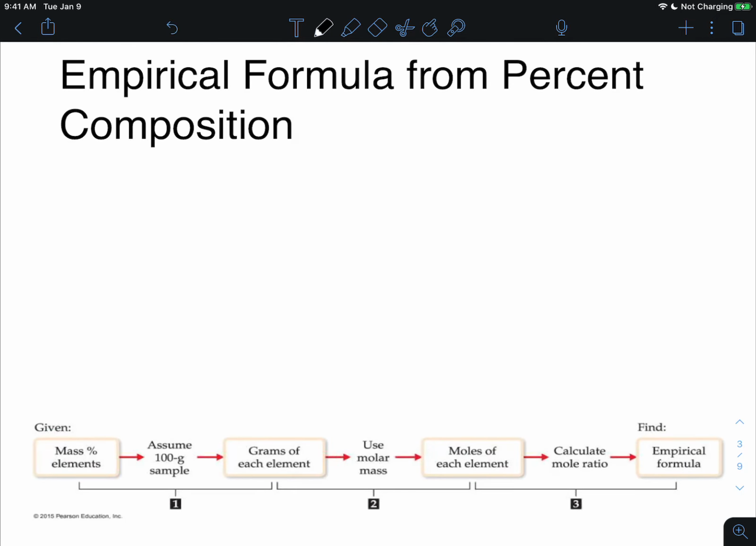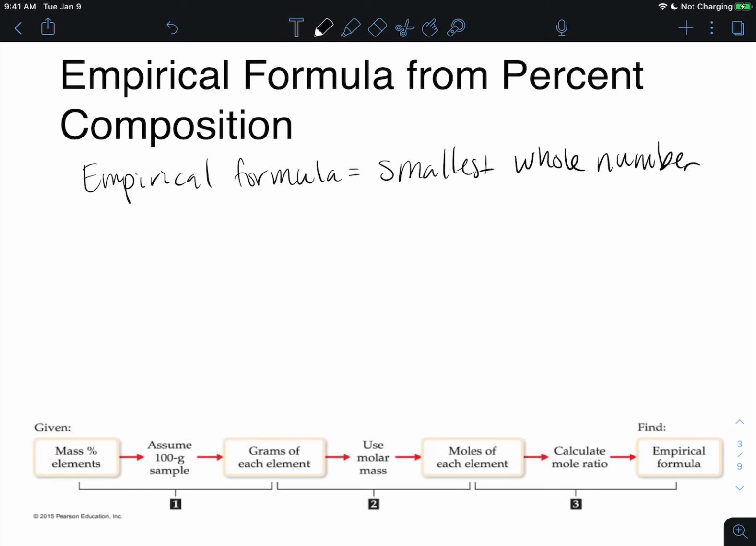So when we think about an empirical formula, it is the compound's smallest whole number ratio of atoms. So empirical formula: smallest whole number ratio of atoms in a compound. And then the molecular formula is going to be some multiple of that empirical formula.